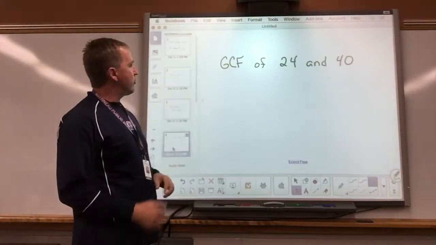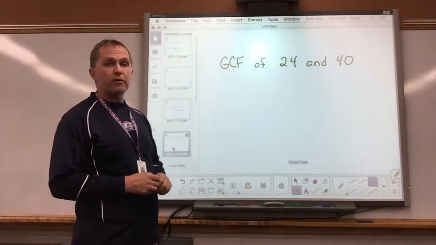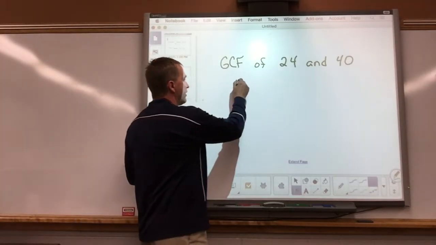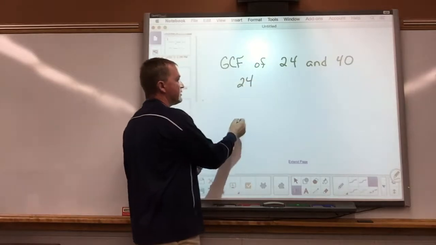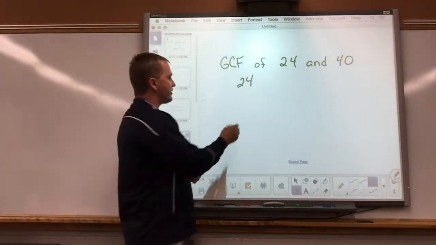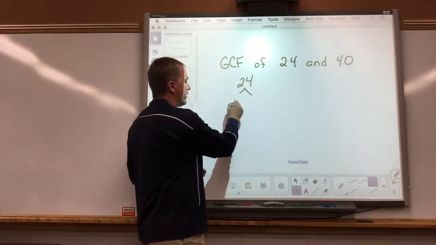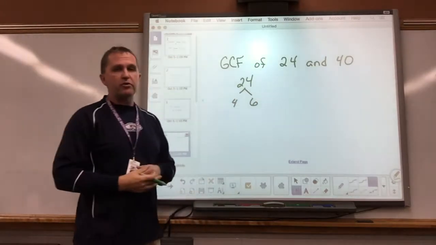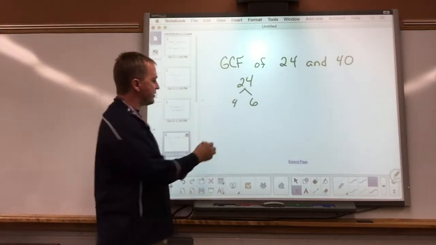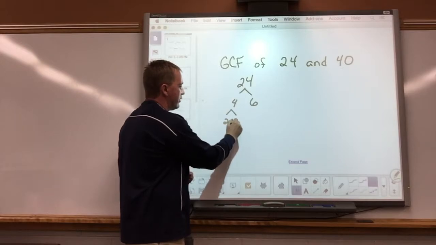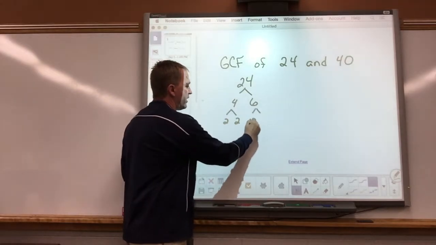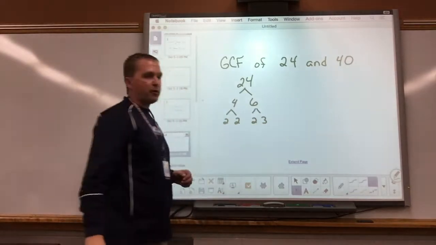Now let's jump down. Let's say that we're asked to find the greatest common factor of 24 and 40. A way that a lot of people end up doing this is to take 24 and break this number apart using what we call a factor tree. 4 times 6 is 24, so I would split 24 into 4 times 6. 4 breaks down into 2 times 2, and 6 breaks down into 2 times 3.